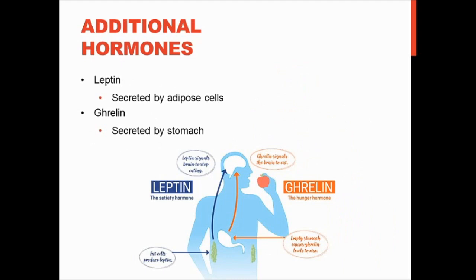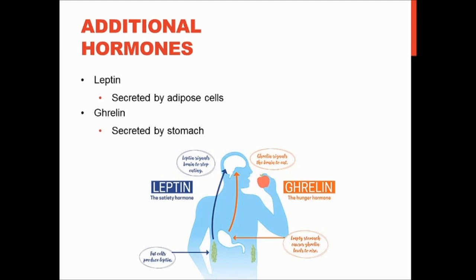Additionally, you have hormones known as leptin and ghrelin. They're super important in producing the feeling of hunger and of feeling full. So leptin is produced by your adipose cells. It lets you know when you're full. Ghrelin is produced by your stomach lining, and it lets you know when you're hungry. So your empty stomach causes ghrelin levels to rise, and it signals your brain to tell you that you're hungry and you need to start eating. Your leptin signals your brain to tell your stomach to stop eating, and so on and so on.